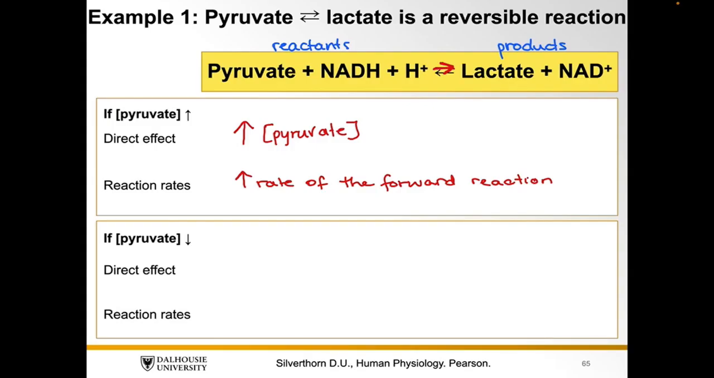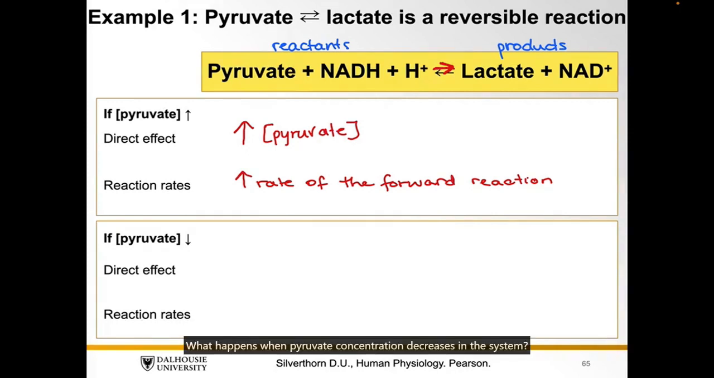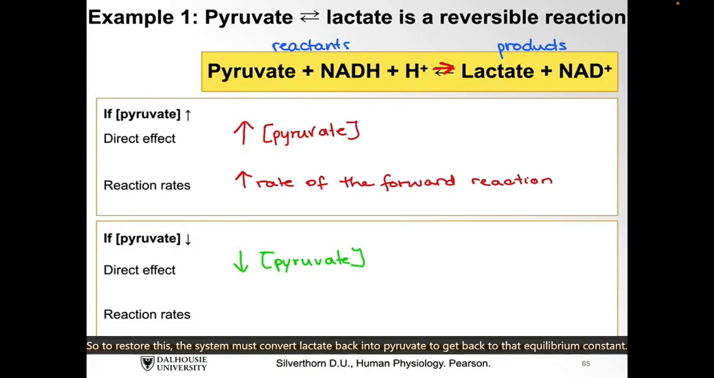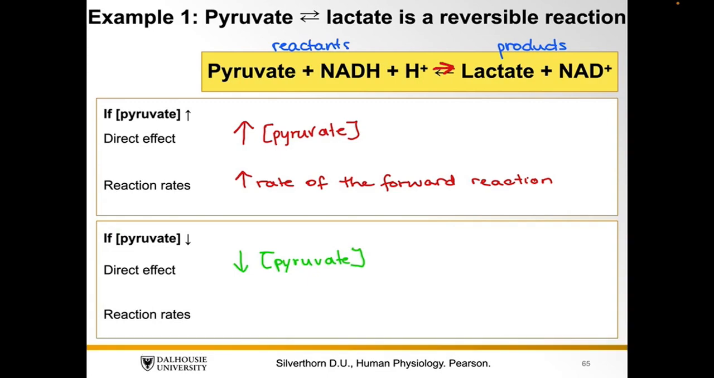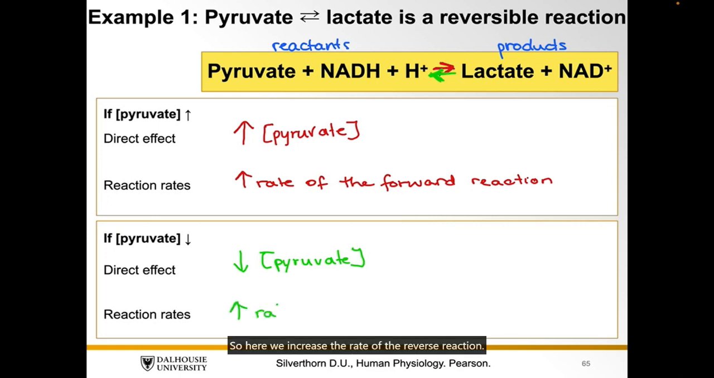Let's look at the opposite example. What happens when pyruvate concentration decreases? So the first effect, the direct effect, is a decrease in pyruvate concentration. So now we have an imbalance where lactate is greater than pyruvate. To restore this, the system must convert lactate back into pyruvate to get back to that equilibrium constant. How can the system do this? By increasing the rate of the reverse reaction. So here we increase the rate of the reverse reaction.